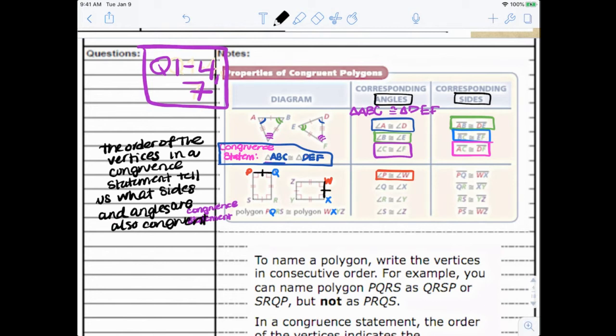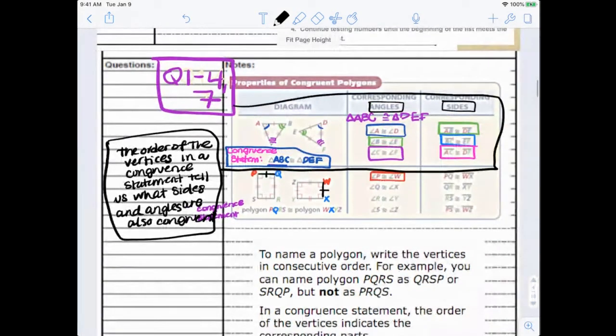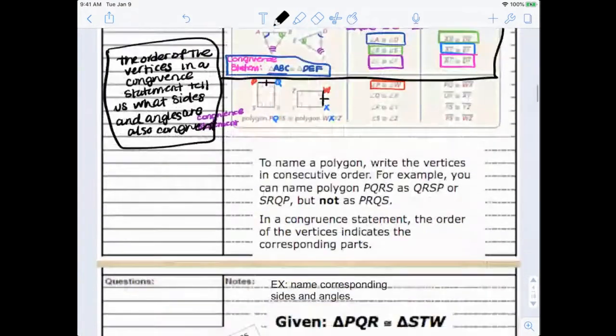So does this picture make sense? So I would say I know this, and I would kind of color code and write at least one of these down, because again, the order in which we write the congruence statement and the order in which we label the angles and sides is going to tell us what's congruent. And that's what you're going to do in questions 1 through 4 and question number 7. So pause and write that down, and then let's try some.